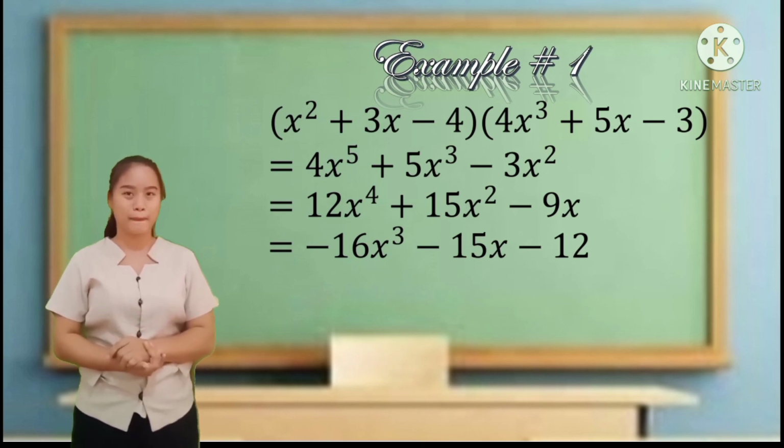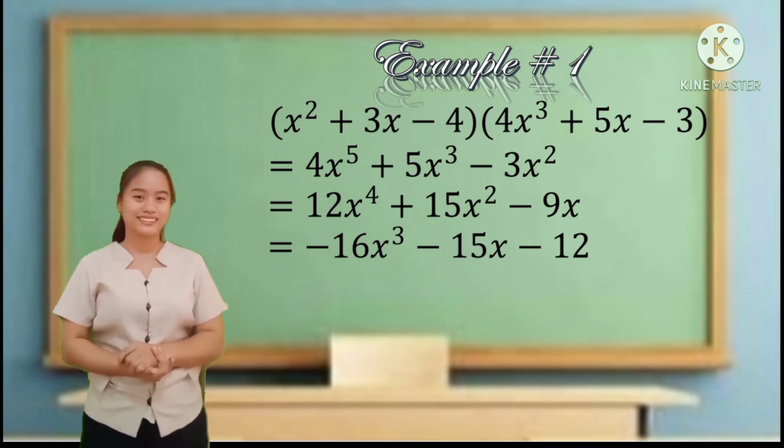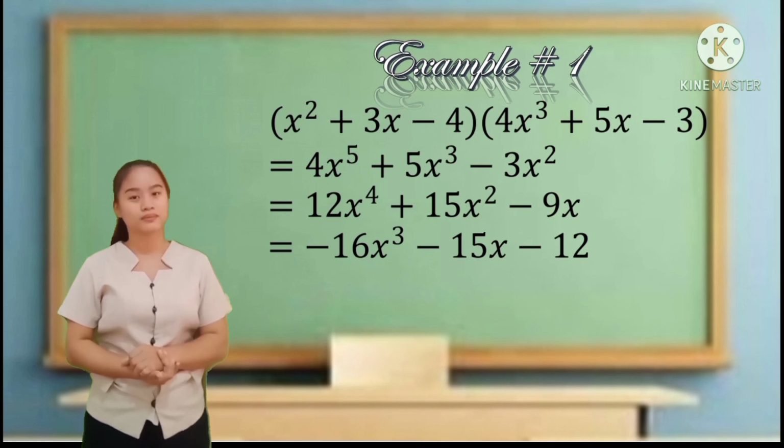Ma'am, we will organize all the solutions we got, then we will see if there are more that can be combined, the so-called like terms. Then let's combine the like terms, and that will be our final answer, ma'am. In this case, we have 4x raised to 5 plus 5x cubed minus 3x squared plus 12x raised to 4 plus 15x squared minus 9x minus 16x cubed minus 20x plus 12.